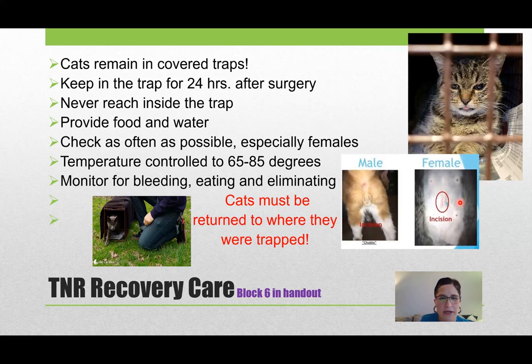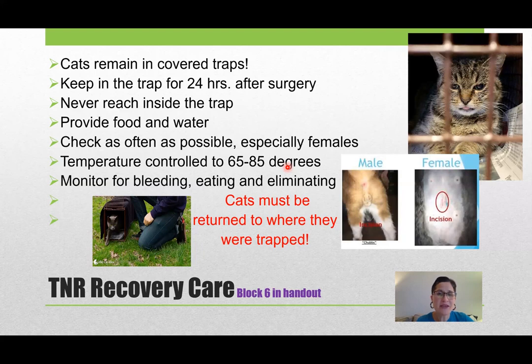Again, a temperature controlled area, 65 to 85 degrees, is ideal once the cat is back to normal. Going back to the eating and drinking, some cats will eat and drink everything, and some cats will not touch your peace offering. They will not drink and they will not eat, and honestly, all of that is normal. As far as urination and defecation, some cats will poop and pee all over the trap, make a poop Picasso, and other cats will not. And honestly, again, those two scenarios are normal.